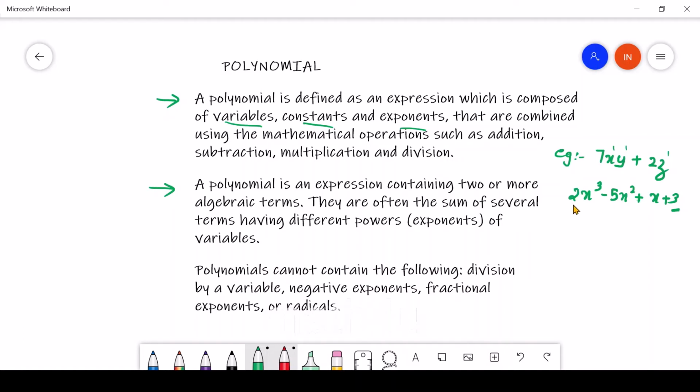A polynomial should not contain division by a variable, negative exponents, fractional exponents, or radicals. Radicals means a root. So this type of thing should not be in a polynomial. Another example I will give you: 4x squared minus x plus 6. Another one, 2x minus 2x plus 7. All these are examples of polynomials.